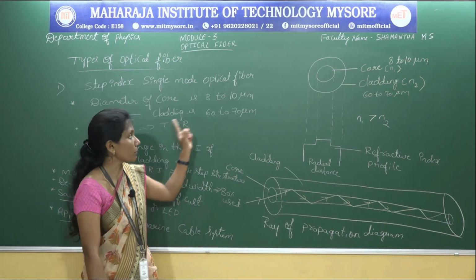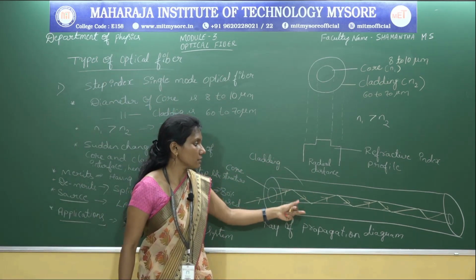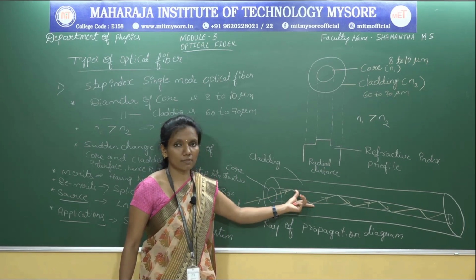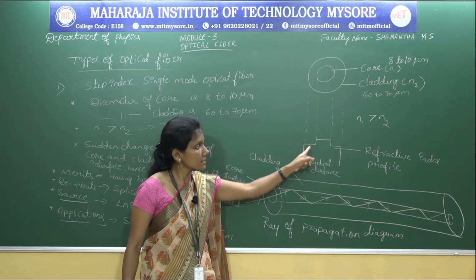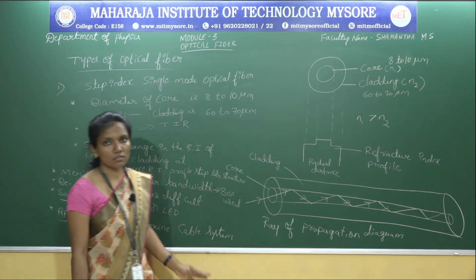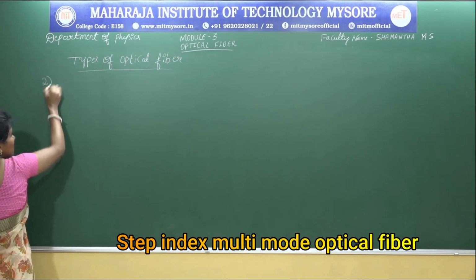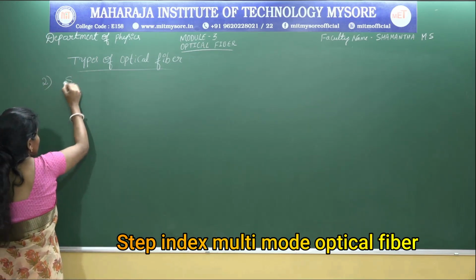Single step index, single mode optical fiber. Step index indicates that only a single ray passes inside the optical fiber because the core is narrow. That's why it takes a step-like structure inside the optical fiber. So this is a step index, single mode optical fiber. The second one is the step index multi-mode optical fiber.